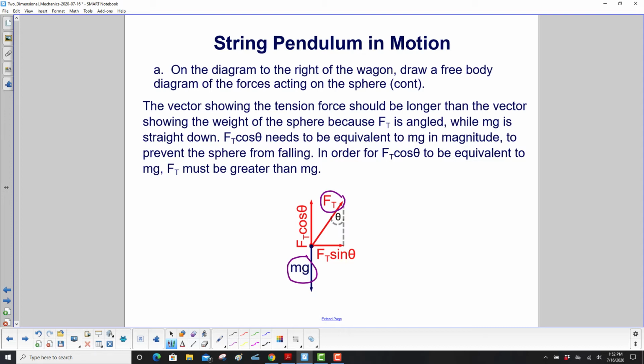Now, why does tension have to be greater than mg? Well, the tension force is angled while mg is straight down. When we resolve tension, we have T sine theta in that direction to the right, and you always have to pay attention which angle theta you're dealing with. Fortunately, it's up there. This one's going to be F_T cosine theta. So since it's not moving in the up or down direction, you've got F_T cosine theta has to equal mg. So if F_T cosine theta equals mg, cosine theta is always less than 1. So tension has to be greater than mg. So when you multiply it by something less than 1, it equals mg.